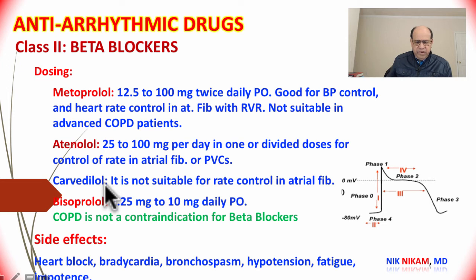As I mentioned already, carvedilol is usually not used for control of arrhythmias. Bisoprolol is given in a dose of 1.25 to 10 milligrams daily, and some of the side effects include heart block, bradycardia, bronchospasm, hypotension, fatigue, and impotence. Beta blockers should be avoided in patients with second or higher degree AV block, and we should also be cautious about using beta blockers in combination with calcium channel blockers, where both agents can depress left ventricular function.